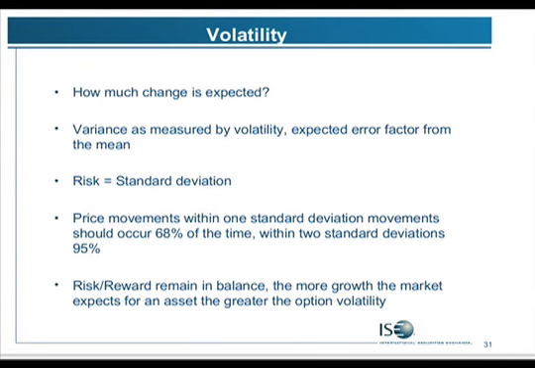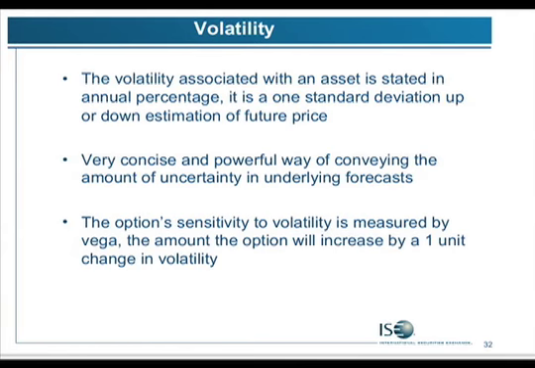Volatility. When I talk volatility, I normally talk about implied volatility. So what is the market looking for in the future? Variance as measured by volatility. I call it the error factor from the mean. Standard deviation is sometimes called risk. We could look at 68%, 95% confidence levels. We never, ever, ever get to 100% confidence. Risk and reward, however, remain in balance. The more growth the market expects for an asset, the greater the option volatility. So as I mentioned, volatility is stated in annualized terms, one standard deviation, very powerful way to sort of understand what the market's looking at.